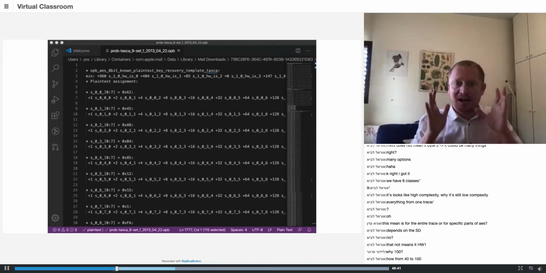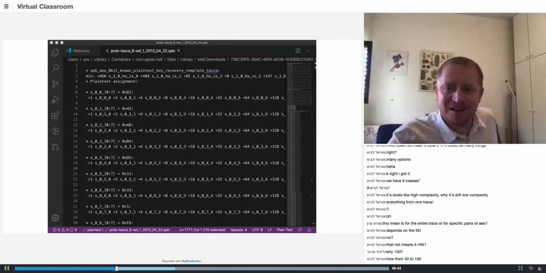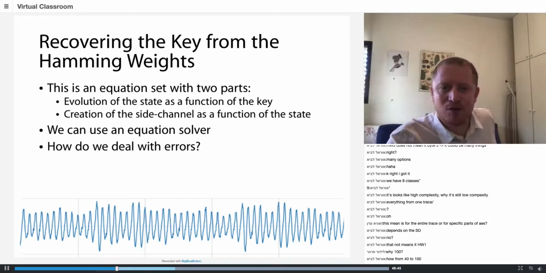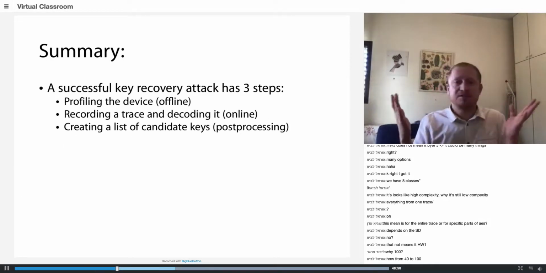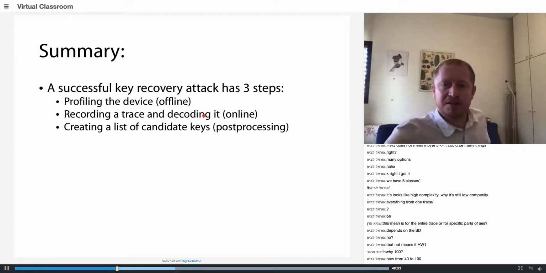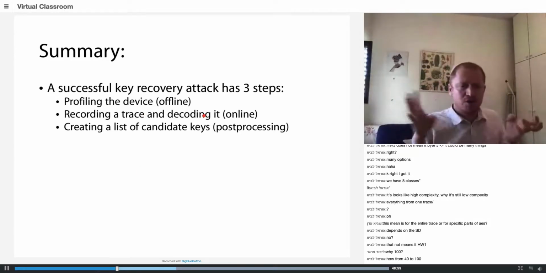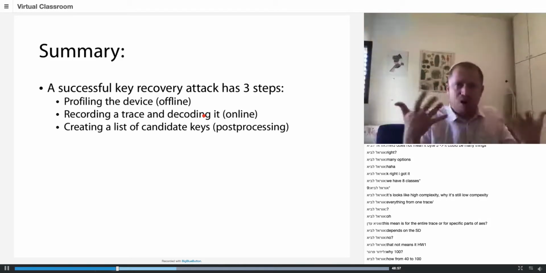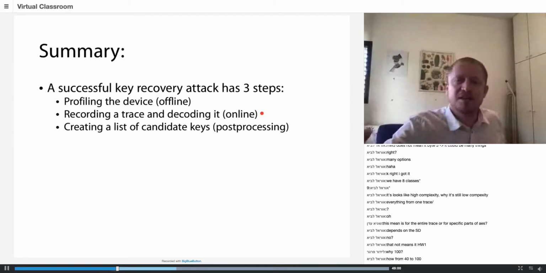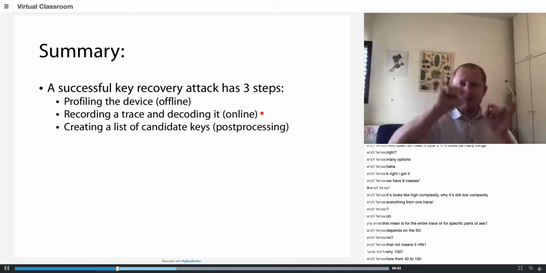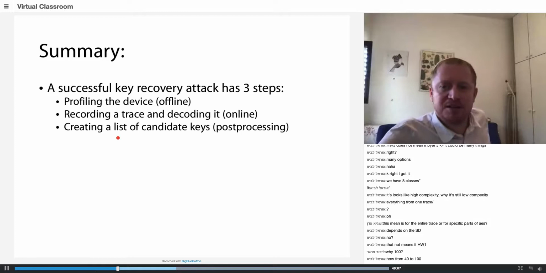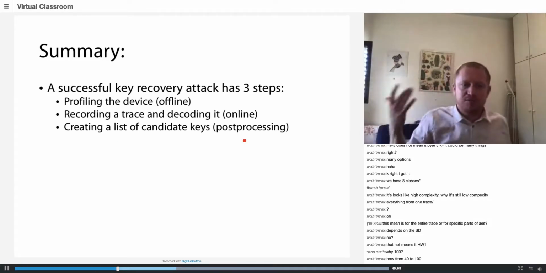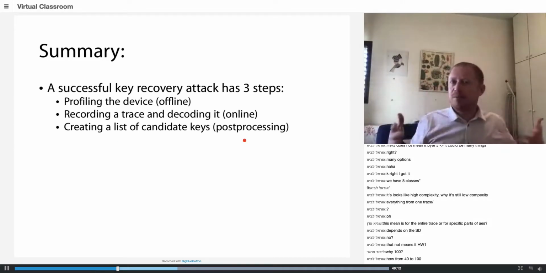So to summarize, a very, very quick run over simple power analysis. I need 3 steps to do simple power analysis for AES. First of all, I profile the device. I figure out what's going on. I build some kind of model. And then in an online phase, I get one trace. I figure out the Hamming weights. And then the next thing is I go from the Hamming weights to the correct key or several correct keys. And this can take many, many hours of post-processing time.